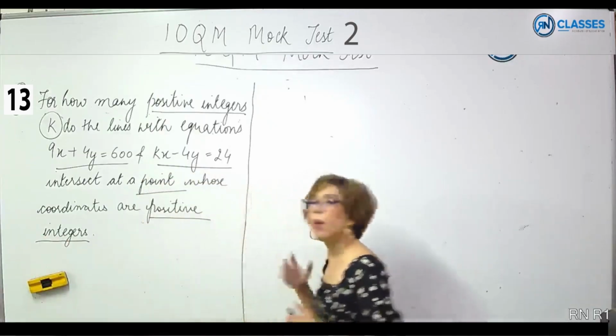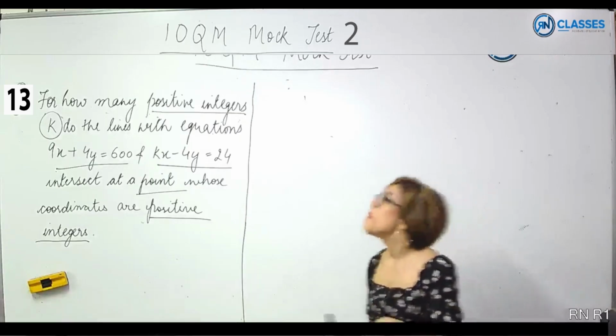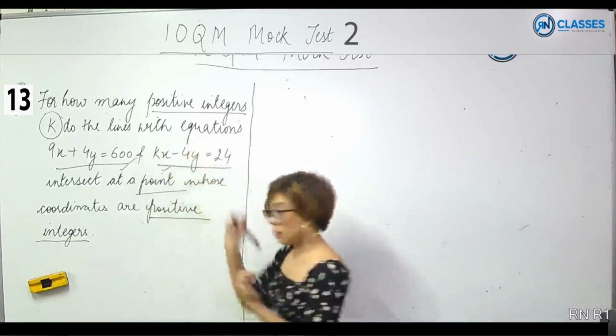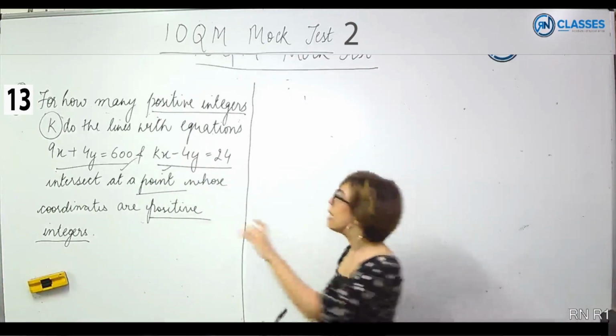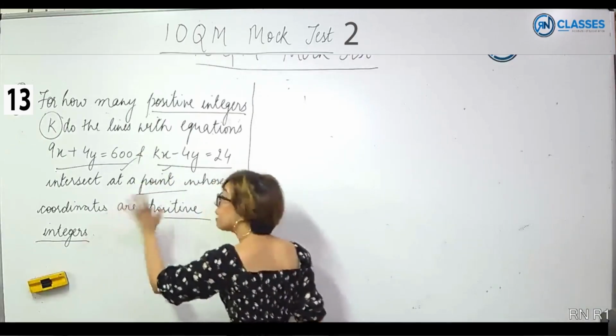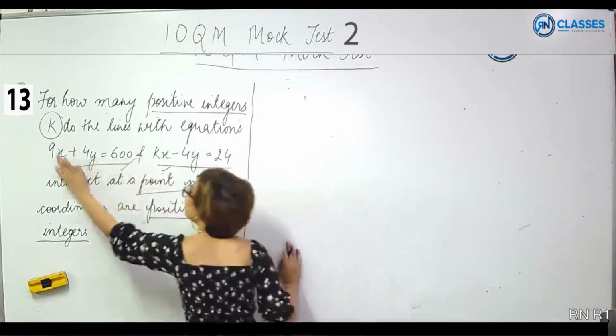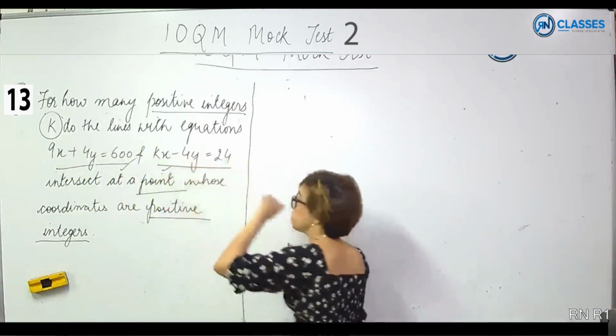Now, I want to find the point of intersection. Obviously, point of intersection comes when we take the two equations simultaneously, right? When we solve them simultaneously. Now, mind it, k has to be an integer. Also, the solutions have to be integers. In fact, they have to be positive integers.